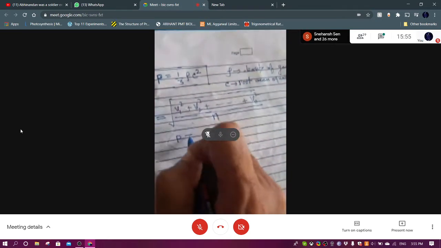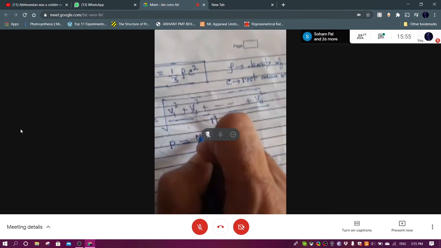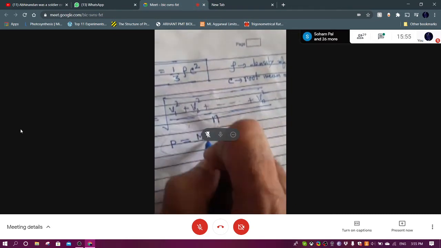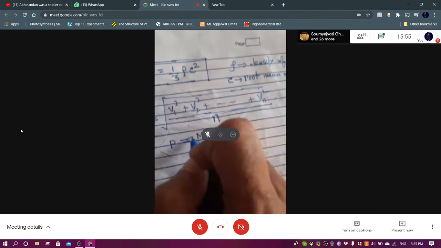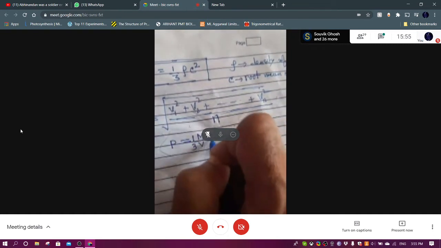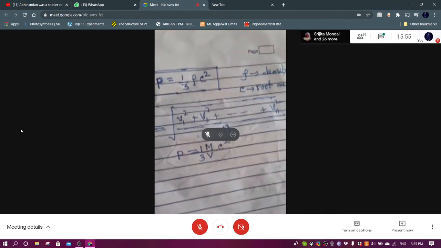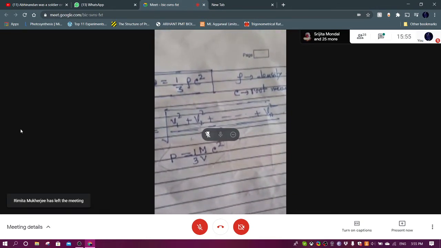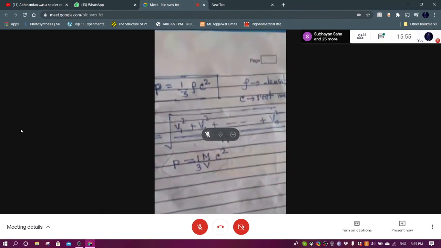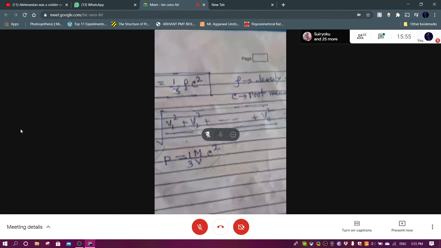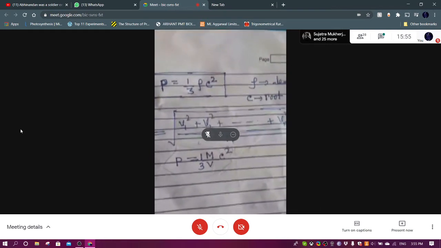Now next we will deal with the different expressions. So P equals 1 by 3 rho c square. Rho is the density. Density can I write m by v. So P equals 1 by 3 m by v into c square. Is it okay? M is the mass of the gas. Any problem? No, sir.